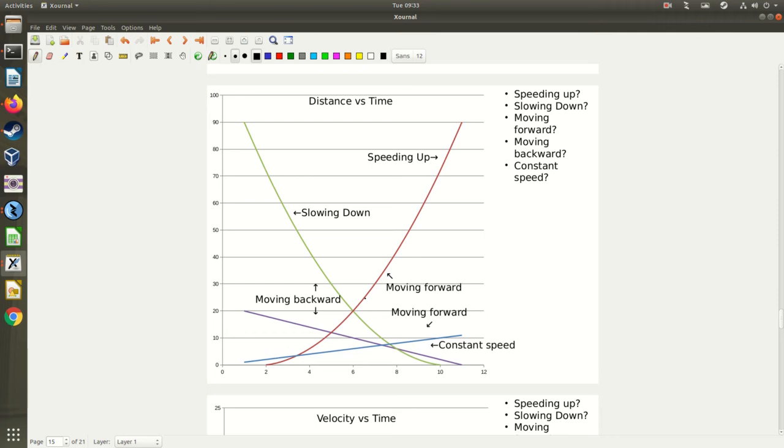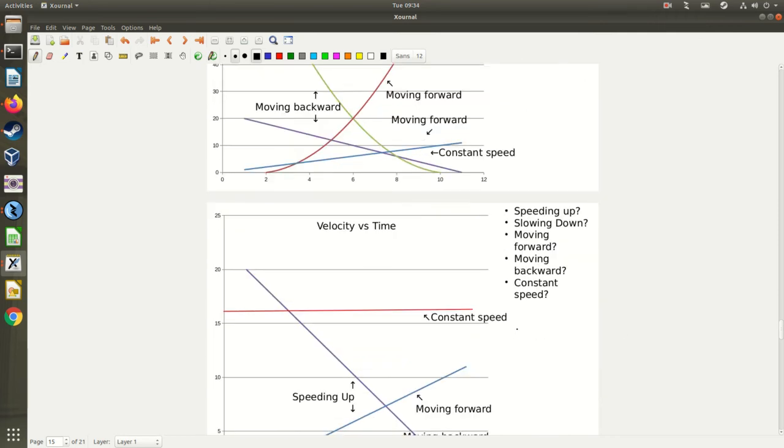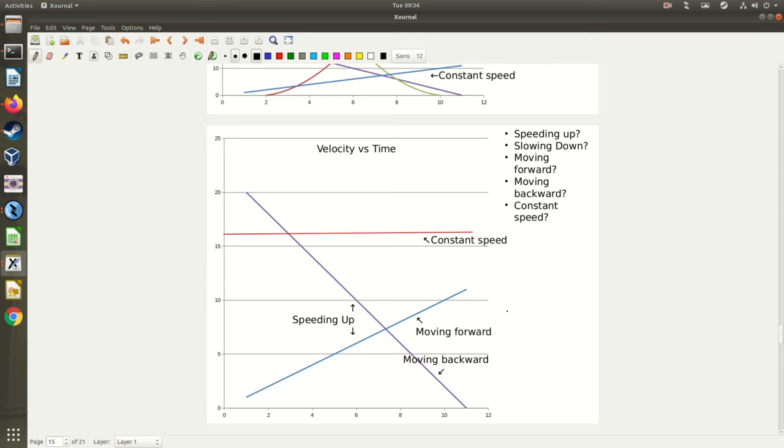Okay, now, what about velocity versus time? Well, velocity versus time is a little bit different.